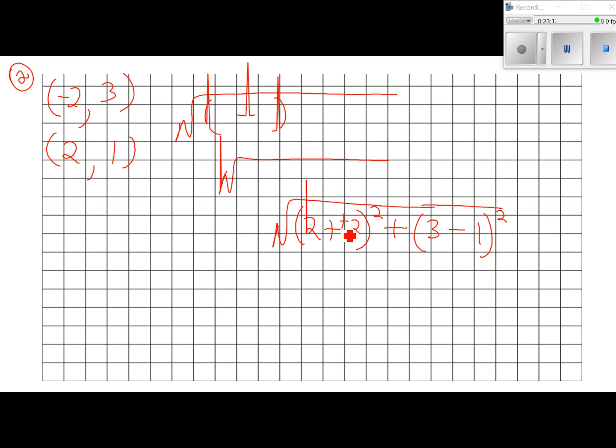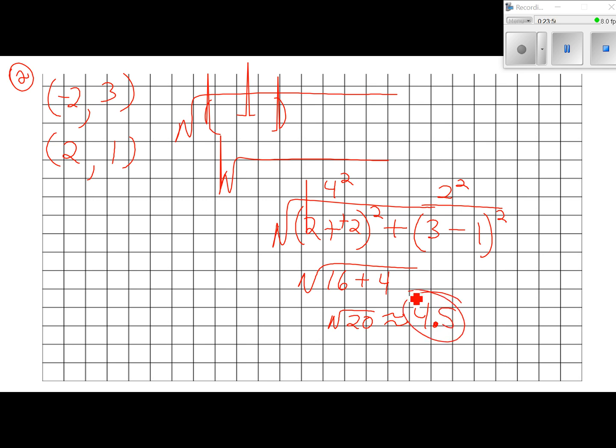What is 2 plus 2? 4. So we got 4 squared here. What's 3 minus 1? 2. So we got 2 squared there. 4 squared is what? 2 squared? 16 plus 4. 20. Somebody help me out. What's the square root of 20? 4.47. So 4.5. Is that close enough?